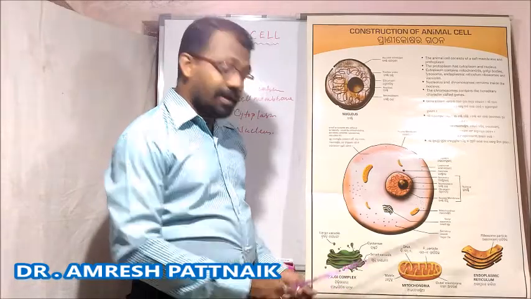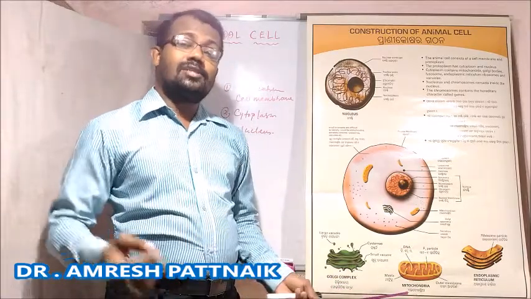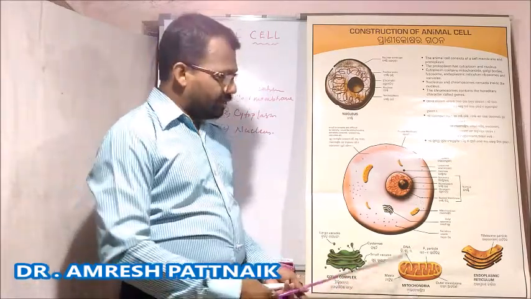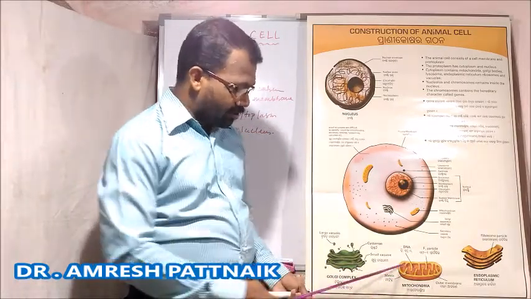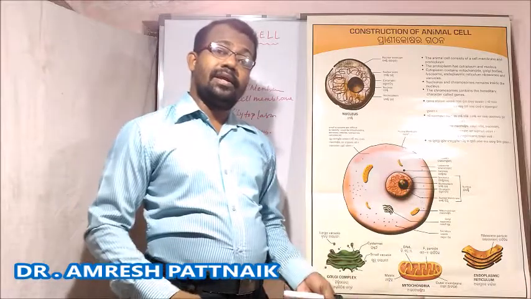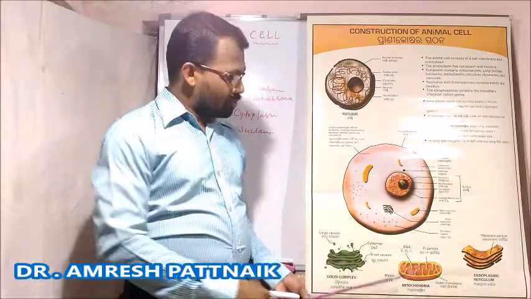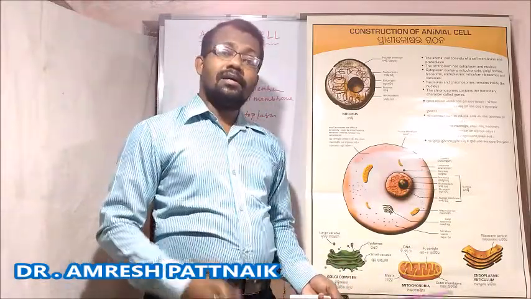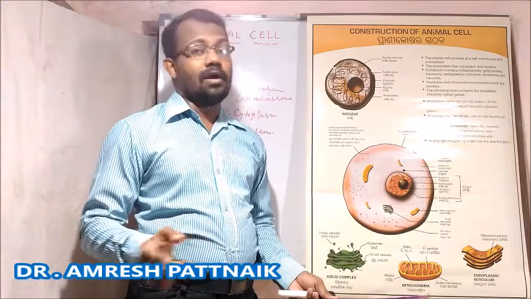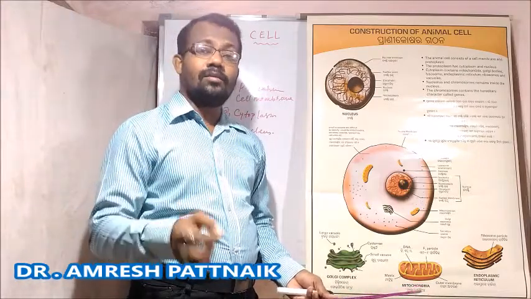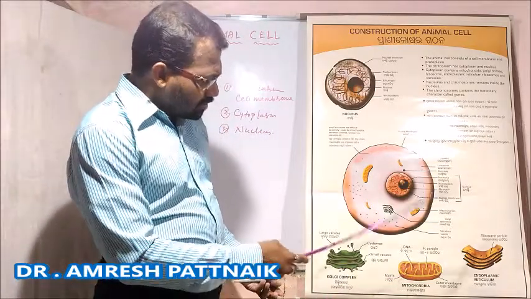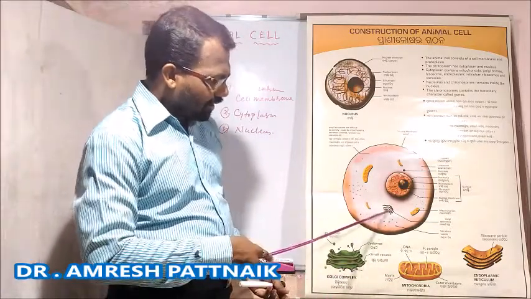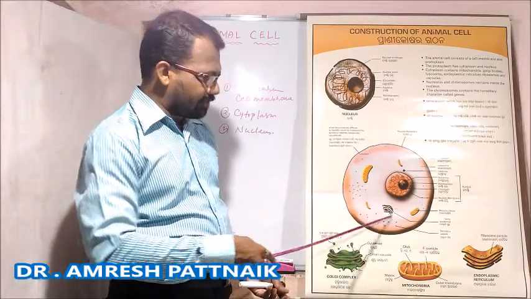Mitochondria has its own DNA. Due to having its own DNA, and mitochondria having its own DNA and ribosomes, this mitochondria is called a semi-autonomous organelle. Semi-autonomous organelle. Okay.